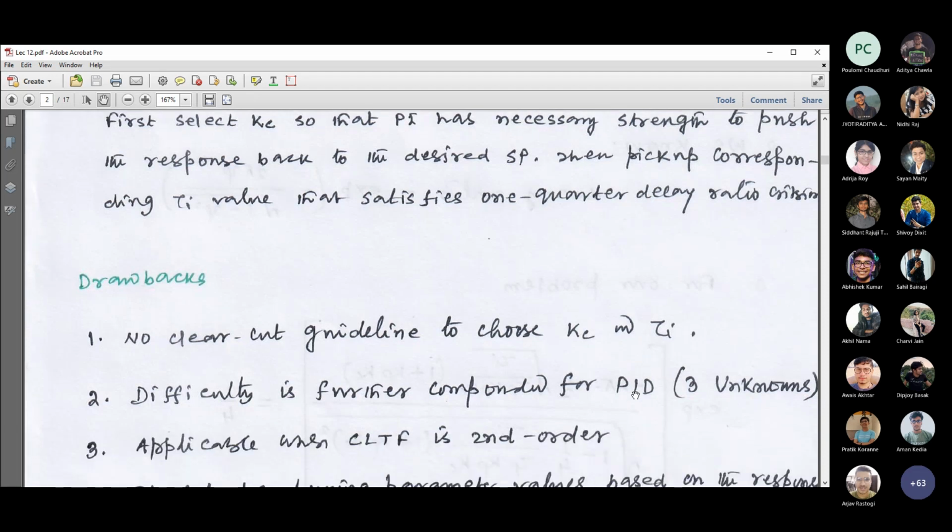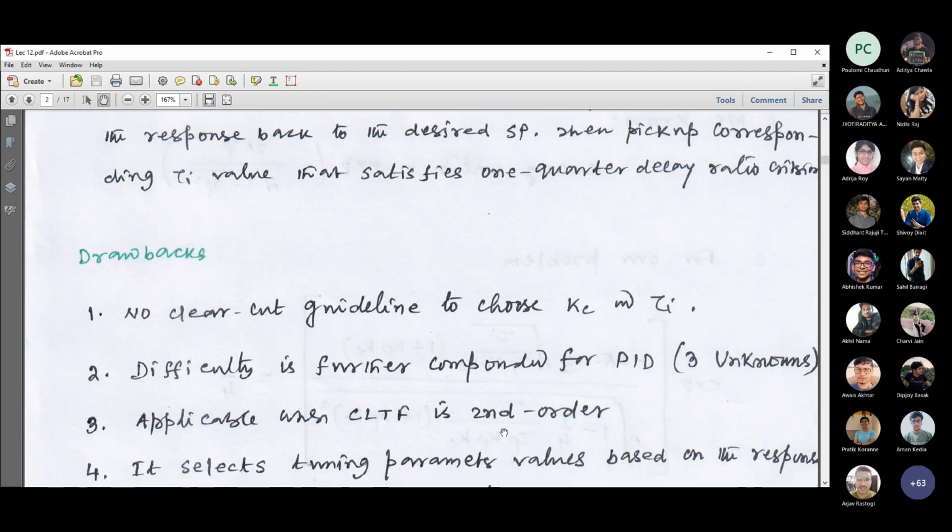It is applicable only when the closed loop transfer function is second order. If it is first order, there is no existence of decay ratio. Even for higher order, the same case we face. So this 1/4 decay ratio method is applicable only when the closed loop transfer function is second order.